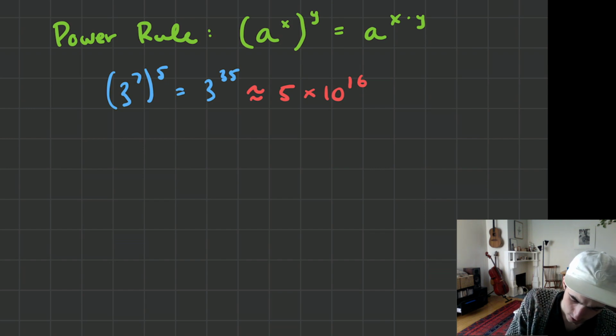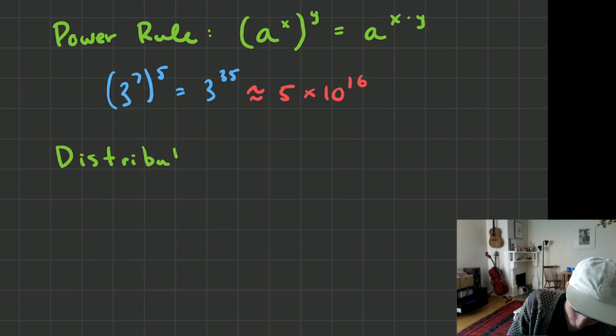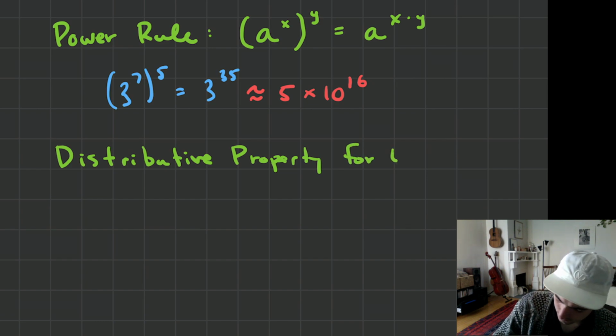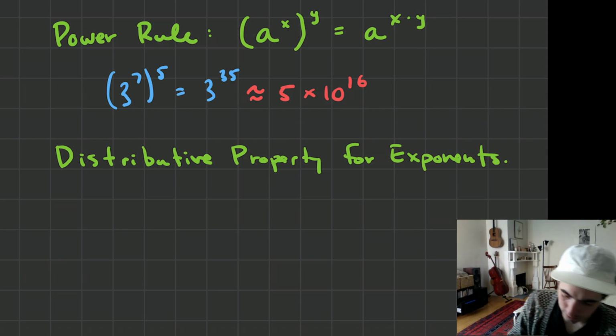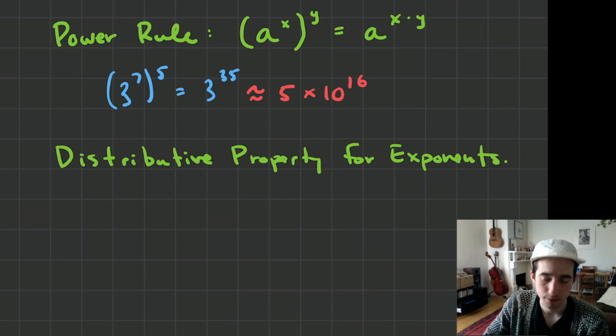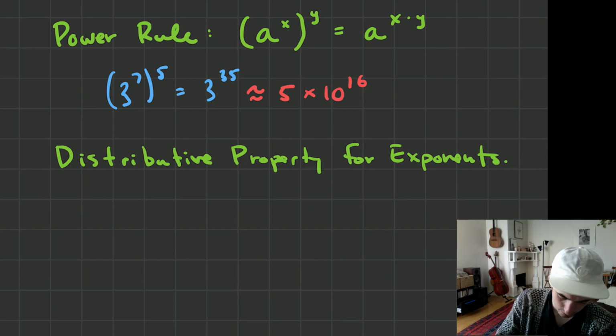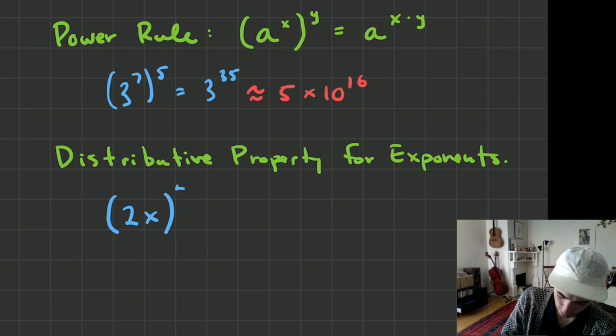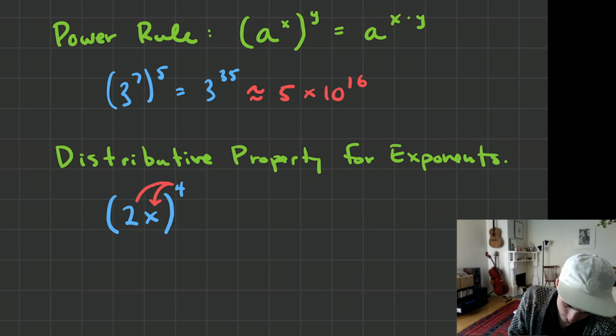Okay, product to a power. I like to call this one the distributive property for exponents. So the idea here is that exponents distribute over multiplication. If I have something like 2x in brackets and I take that to the 4th power, well, this exponent is going to be distributed throughout the multiplication.